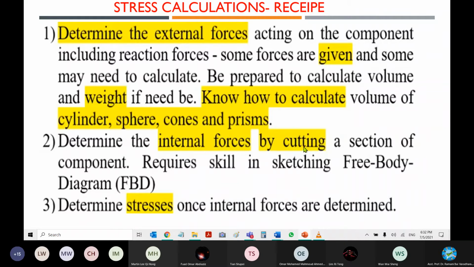Determining internal forces by cutting a section of a component requires skills in sketching. First, you determine the forces and reactions. With that, you should be able to draw the free body diagram, not to scale. There are some spelling mistakes; I will correct them later.